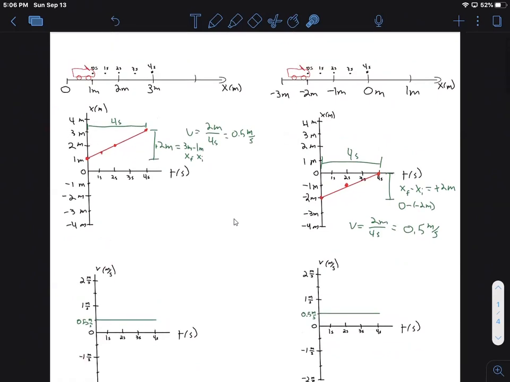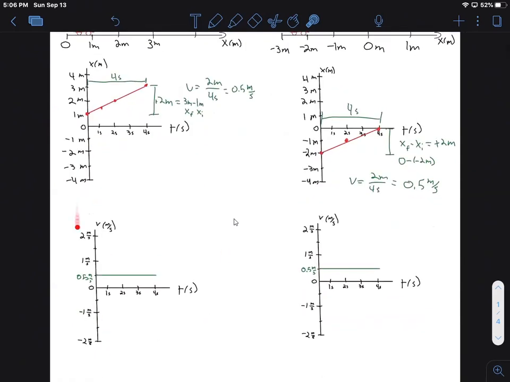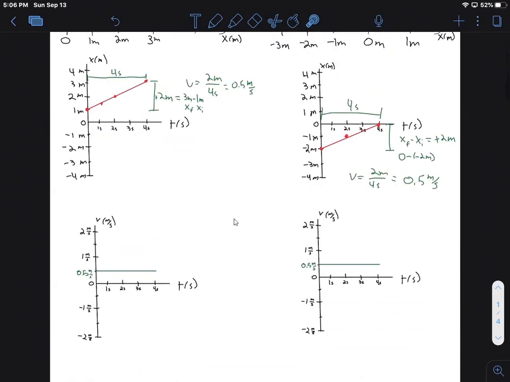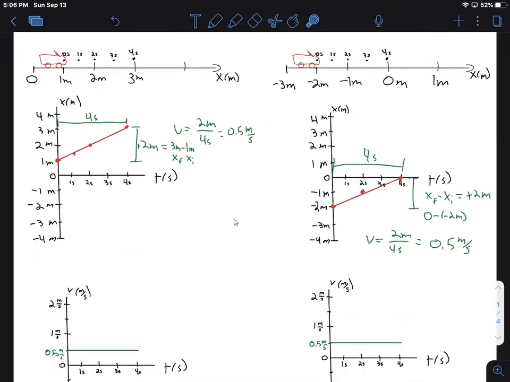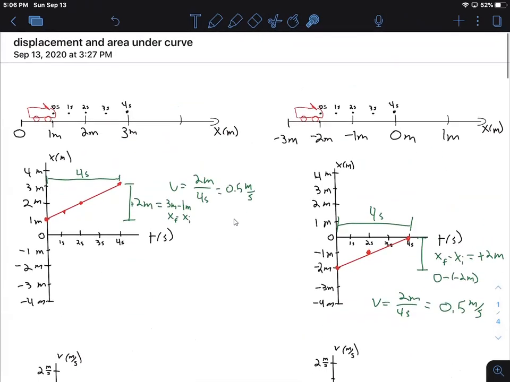Because even if we choose a different starting point, a different origin, which will affect our intercept, we still have the same motion. This buggy is still moving at the same rate. So we end up with the same slope and therefore the same velocity versus time graph. And we'll notice when we did that, we had the same time interval and we also had the same displacement. It's the same motion. So in either case, the buggy changed its position from 0 seconds to 4 seconds.